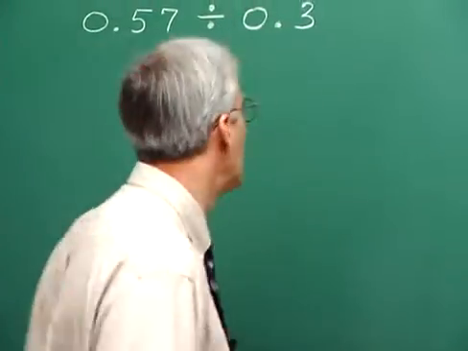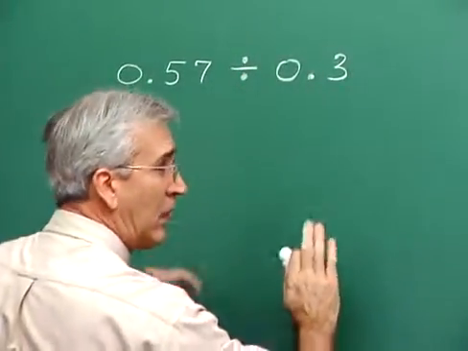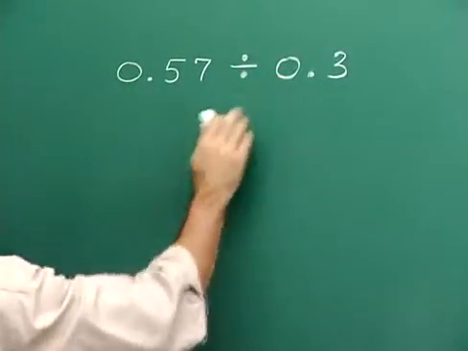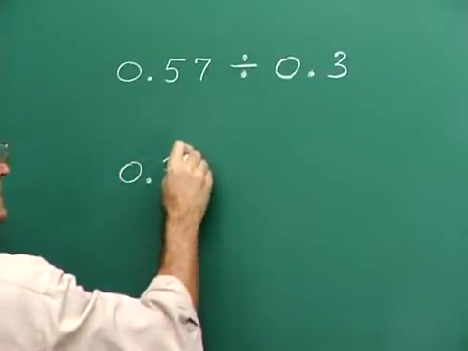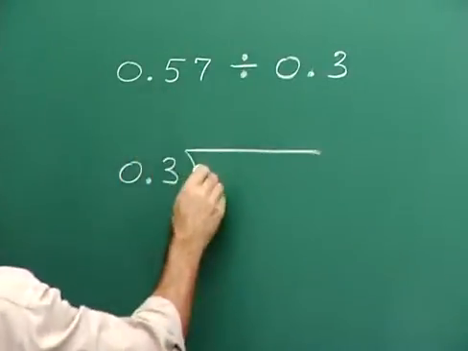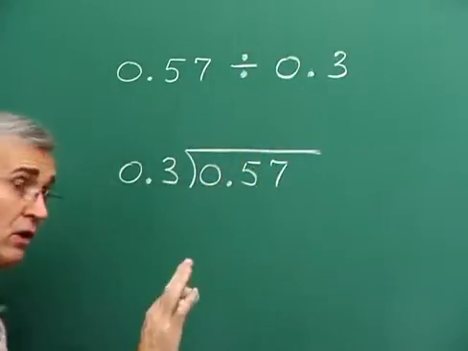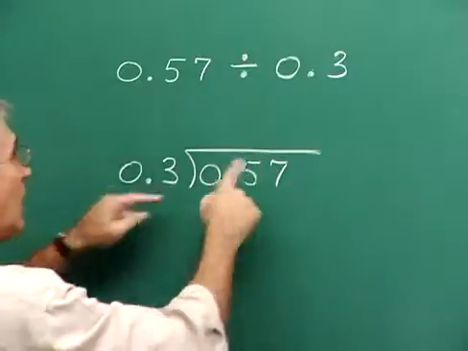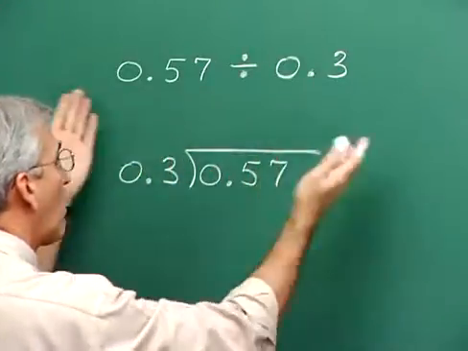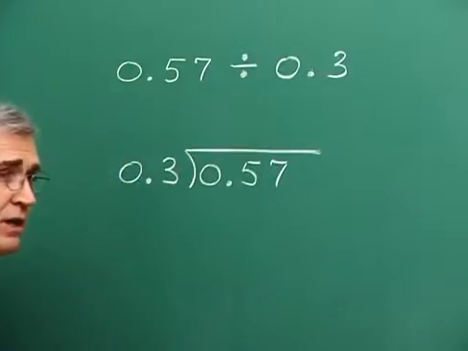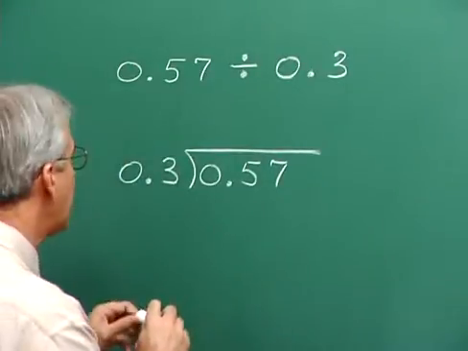Here's what I mean. Suppose we want to take this number and divide by that number. Well, let's set up the long division. We're dividing by 3/10, and we're dividing 3/10 into 57/100. So we have this. Now, we place the decimal up here in the position for the quotient before we even start the division process. Now, we don't have to do it that way, but it's customary to do that, and it's really easy to do.